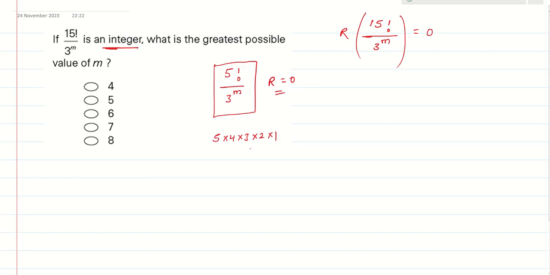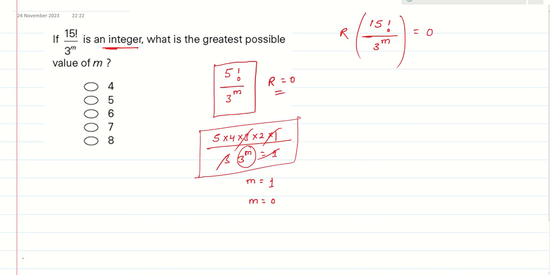What is the highest value of 3 to get cancelled? Sorry, highest value of m. What is the value of m? Value of m is 1. Maximum is 1. What is the minimum? 0. If m equals 0, what happens here? 1 can divide completely. Remainder is 0. Or m equals 1 means 3 also will get cancelled. So what I'm looking for is the number of 3s. So how many 3s in this factorial? Now here, how many 3s in the 15 factorial?